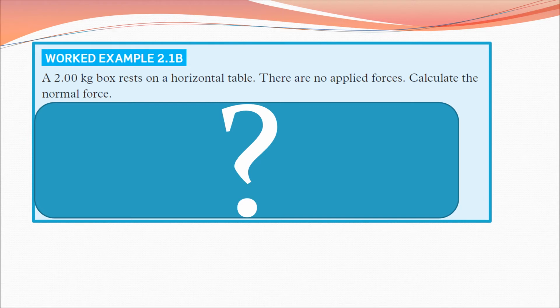Okay, a 2 kilo box, that's important, that's a mass, rests on a horizontal table. That's important because it implies that the box is not slipping down an incline or anything like that. It's going to sit there at rest. So calculate the normal force. Before you do these calculations, always stop and have a think, what's the formula I'm going to need?